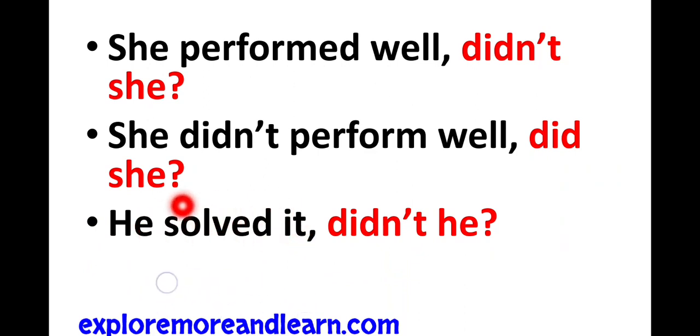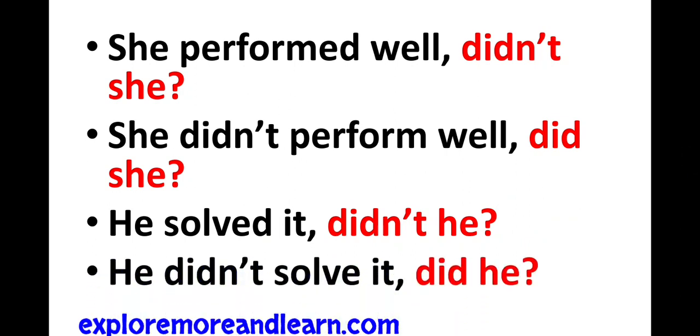As it's a positive statement and it's in simple past tense, that's why we'll use did plus not plus the subject to form a question tag. So he solved it, didn't he? He didn't solve it, did he? So it's a negative statement, that's why the question tag will be positive by removing not from here. He didn't solve it, did he? Like that. So these were the formation rules.